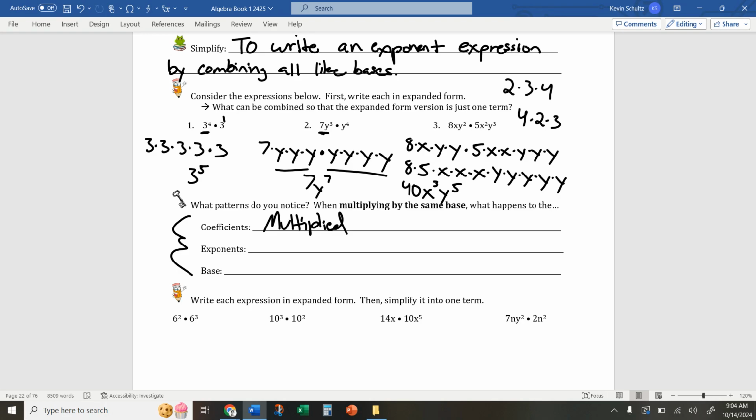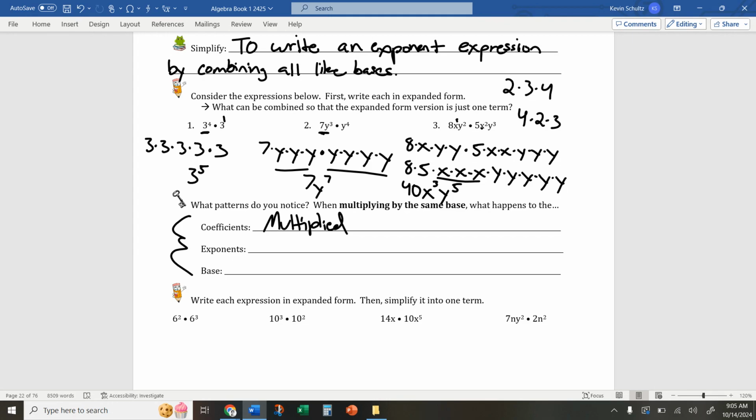Over here, we had 3y's times another 4. Total, as we can see in expanded form, that is 7. 3 plus 4 gave us 7. Over here, we had 1x, right? This is like x to the first. Okay? X to the first and x squared. We can see we've got 3 of them total. That's how we got the x cubed in our final simplified expression.